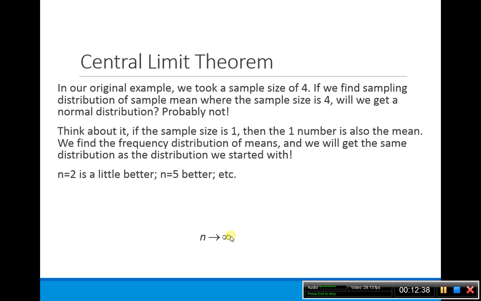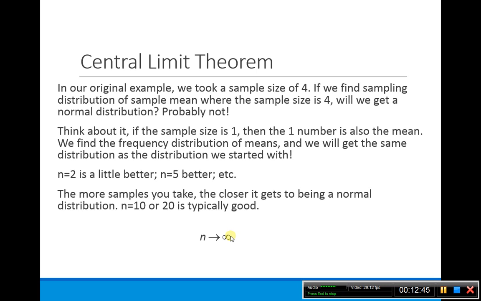N equals 2 is a little bit better, but you even saw in that animation that it's not great. N equals 5, it kept getting better. By the time you got to about 10 or 20, it was typically good. It looks more like a normal distribution. The skew was small, the kurtosis was smaller.